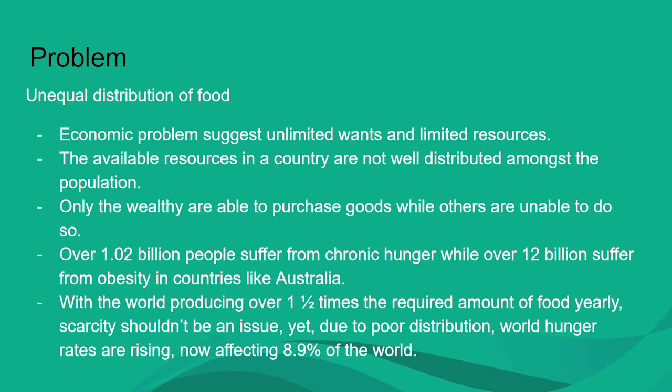According to the Food and Agricultural Organization of the United Nations, the world produces more than 1.5 times enough food to feed everyone on the planet. This means there is enough food to feed over 10 billion people yearly. Still, 2 billion people suffer from chronic hunger worldwide, while over 12 billion suffer from obesity in MEDCs such as Australia. With proper distribution of food, scarcity would no longer be an issue. However, due to the poor distribution, world hunger rates are rising, now affecting over 8.9% of the world.